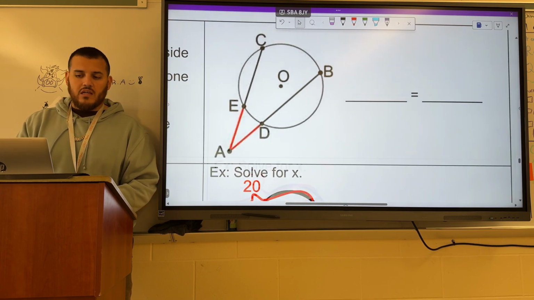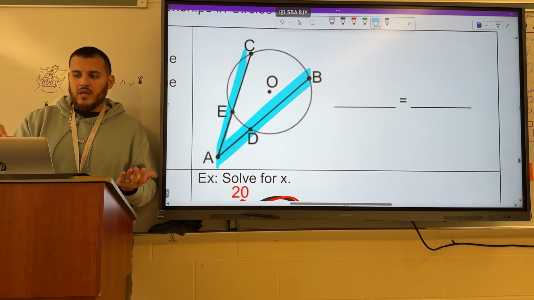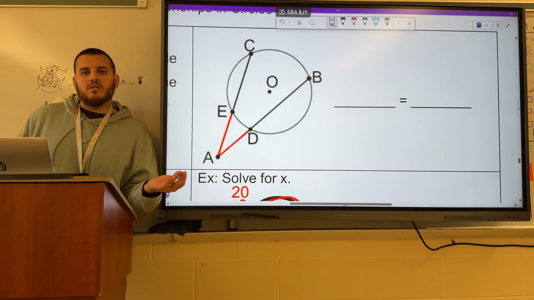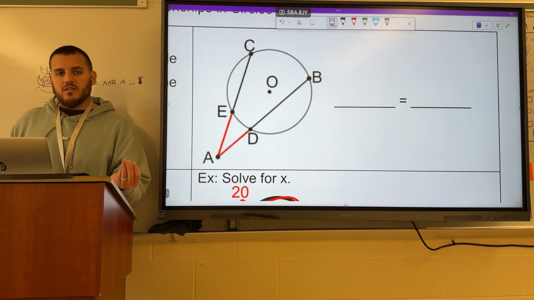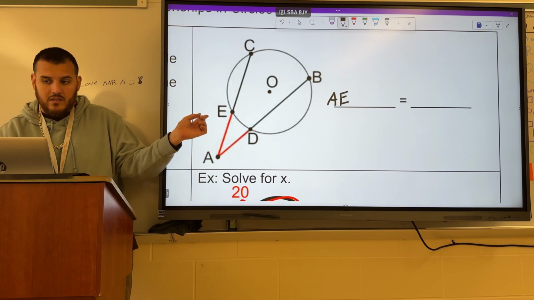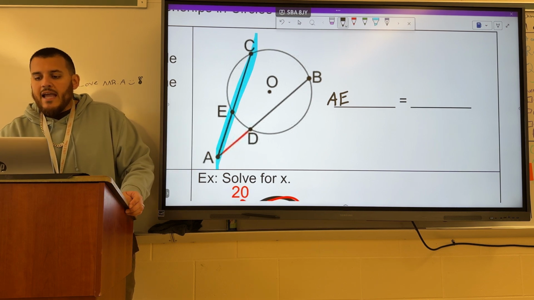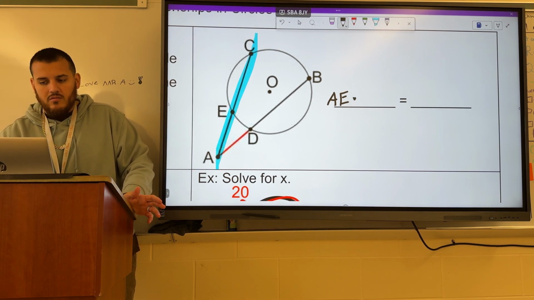Okay, so here's two secants. The whole secants here are AC and AB. The external parts are the ones that are red. Okay, so here's our setup. It's the product of the external piece, so AE from this secant over here, AE is the external piece, and the entire secant, which is AC.